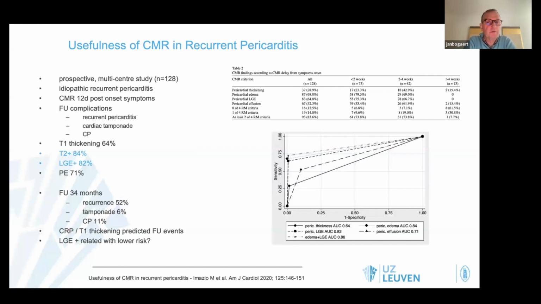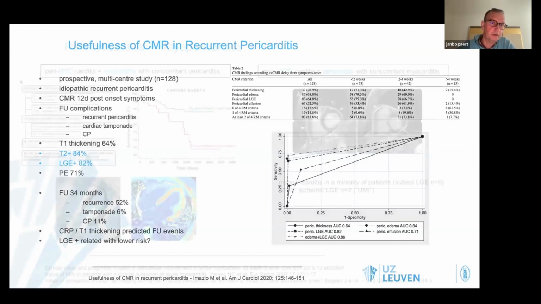There has also been some work performed with regard to the role of CMR in relapsing or recurrent pericarditis, and there it was shown that T2-weighted images, or the pericardial edema images, and late gadolinium enhancement images are the best to depict a relapse of pericarditis.